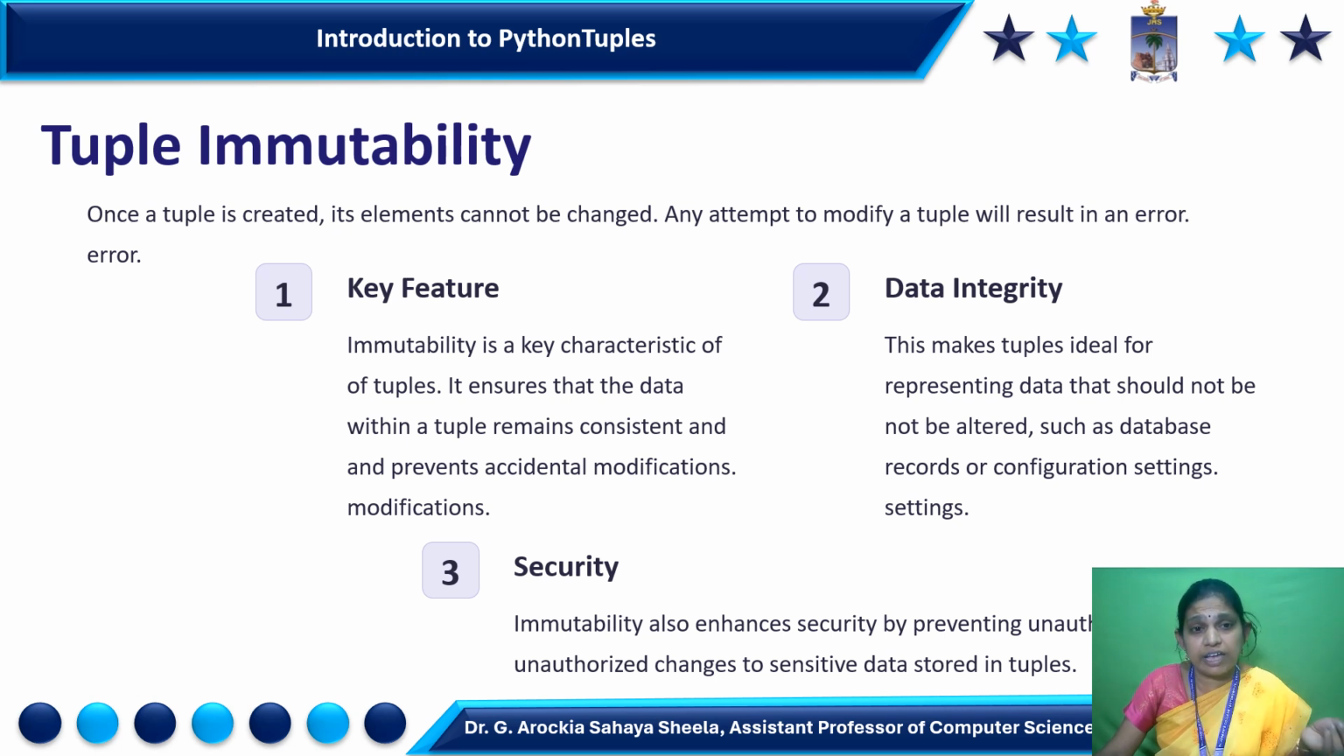There are some features of tuple immutability. The first is a key characteristic of tuples. It ensures that the data within a tuple remains consistent and prevents accidental modification. The second one is data integrity. This makes tuples ideal for representing data that should not be altered, such as database records or configuration settings. And the third one is security. It also enhances security by preventing unauthorized changes to sensitive data stored in tuples.